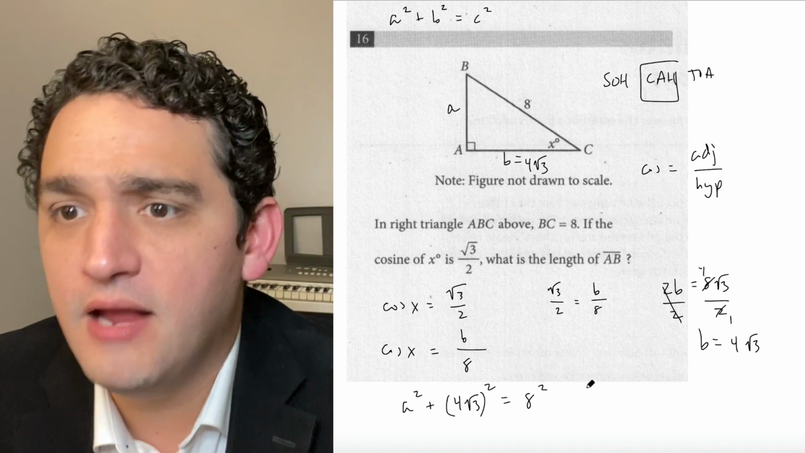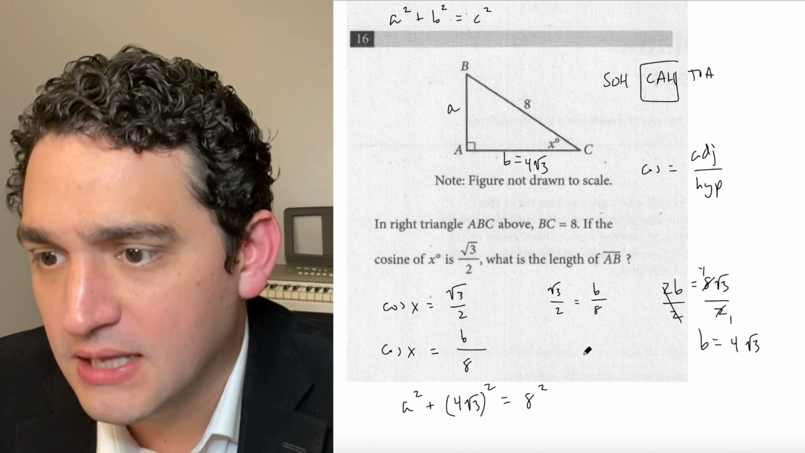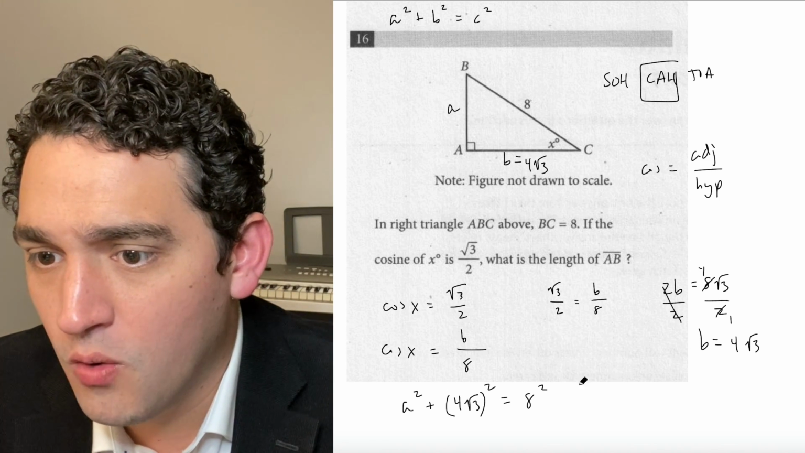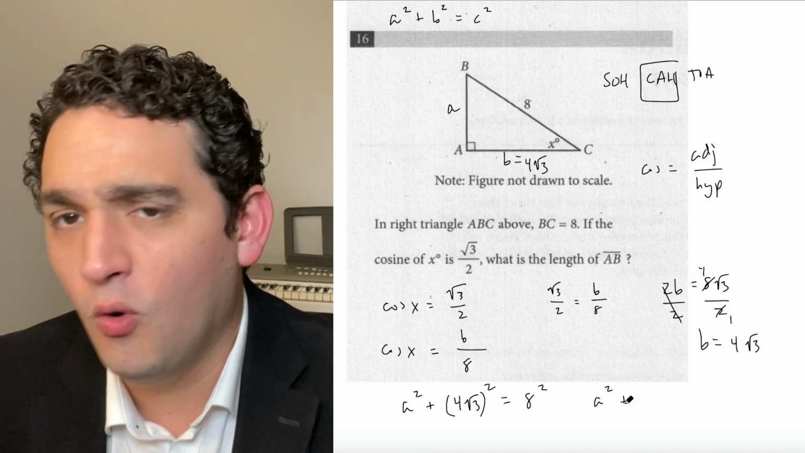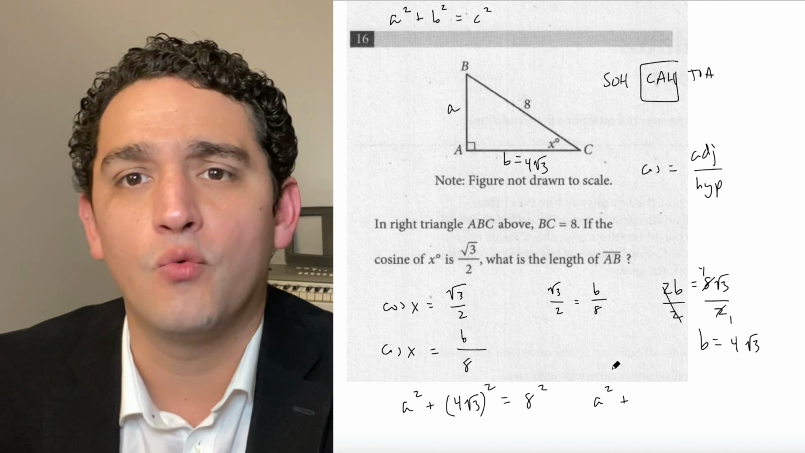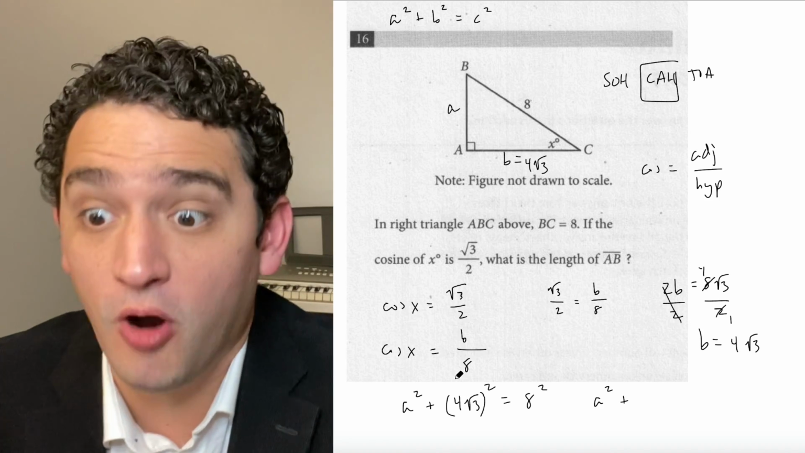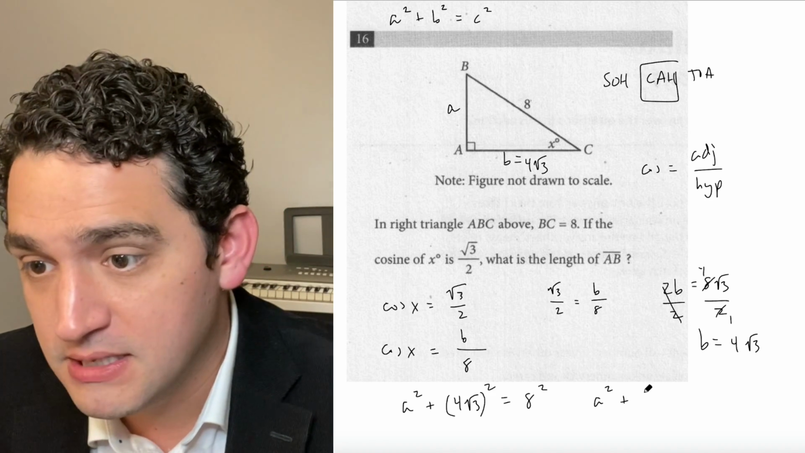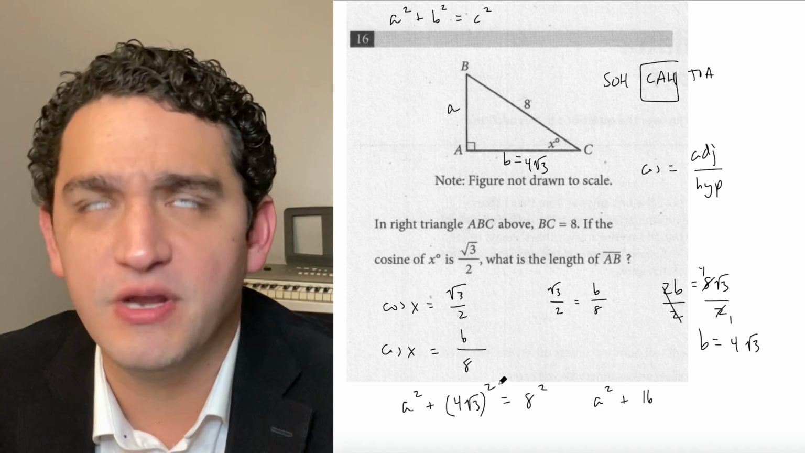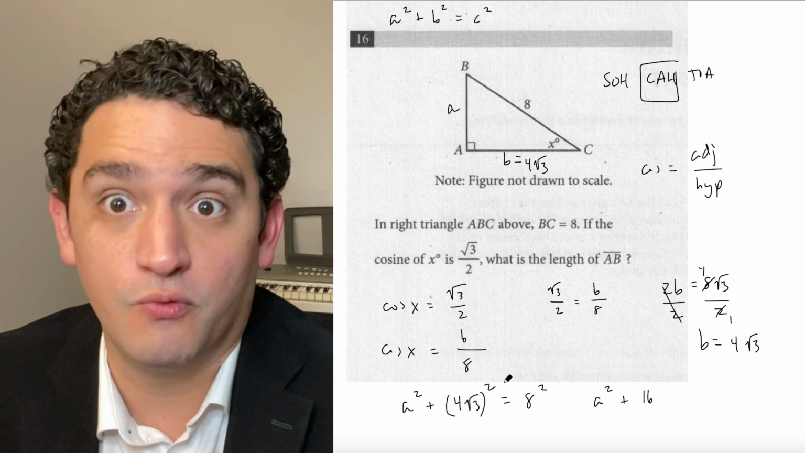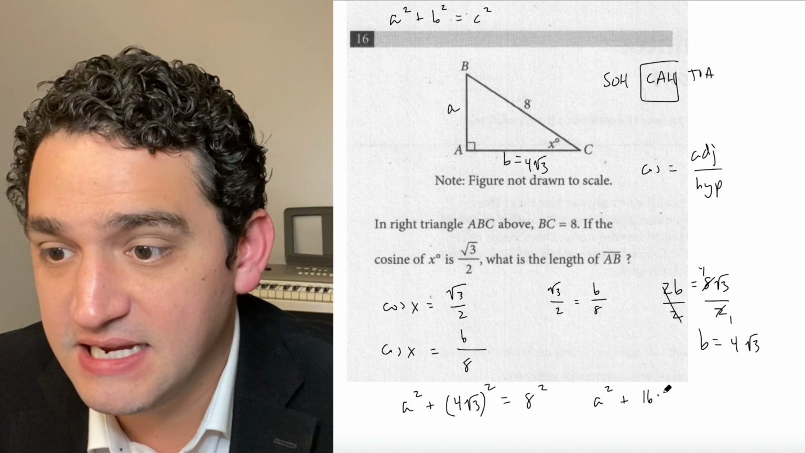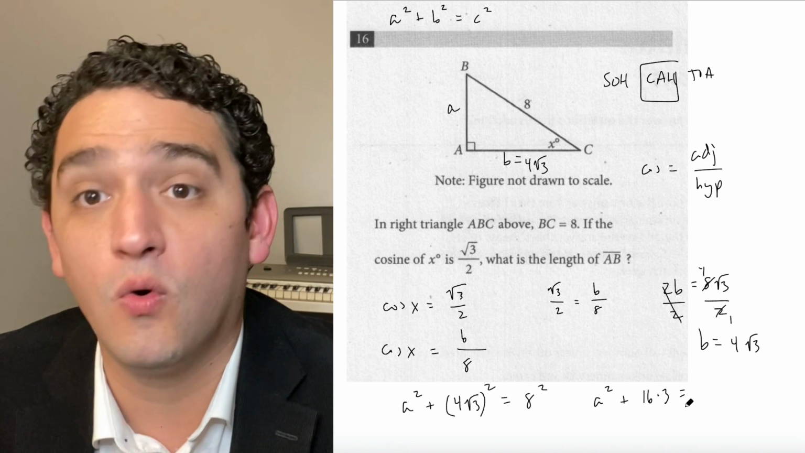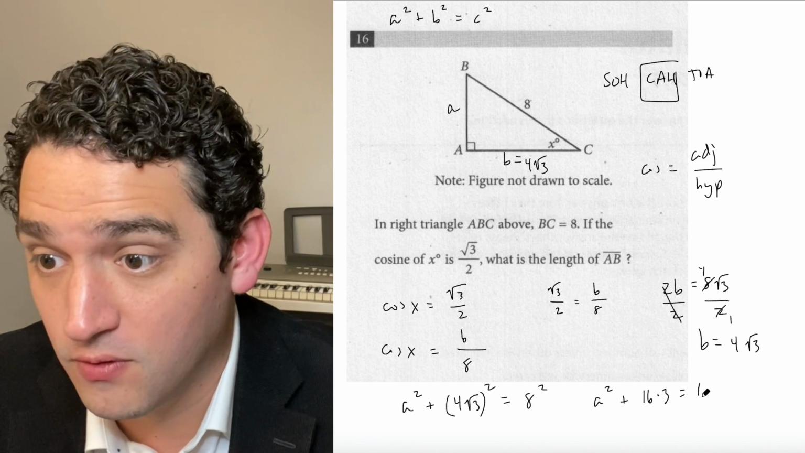So here's where it gets a little bit tricky. Let's keep going. We know that a squared plus 4 root 3 squared. What is 4 root 3 squared? Well, we square both parts of it. 4 squared is going to be 16, and root 3 squared is going to be, well, root 9, or 3. So that's going to be 16 times 3. And of course, 8 squared is going to be 64.